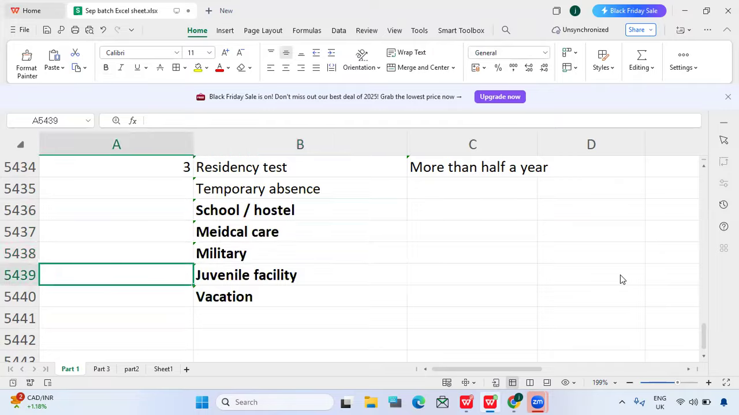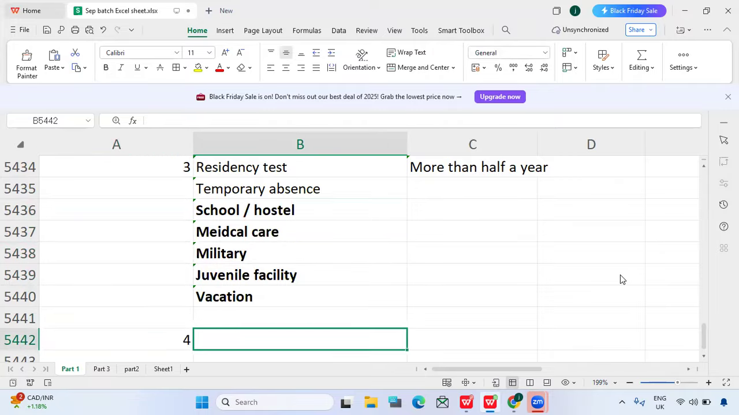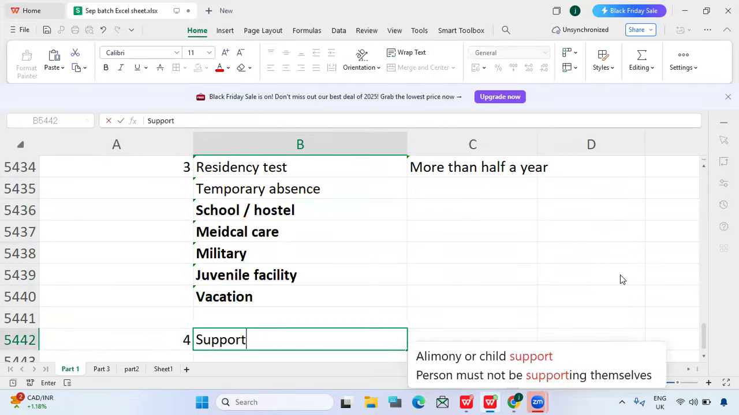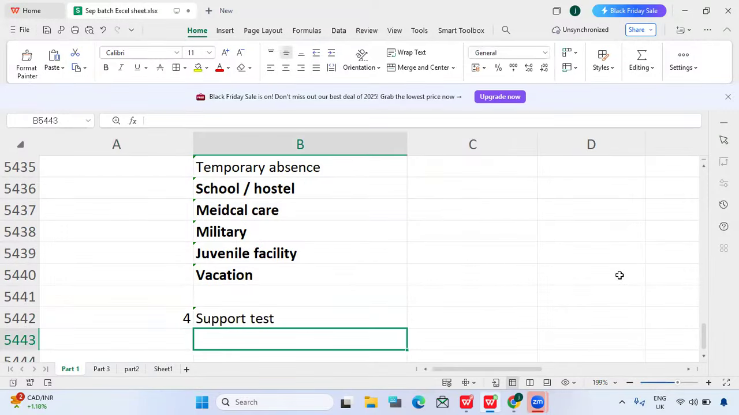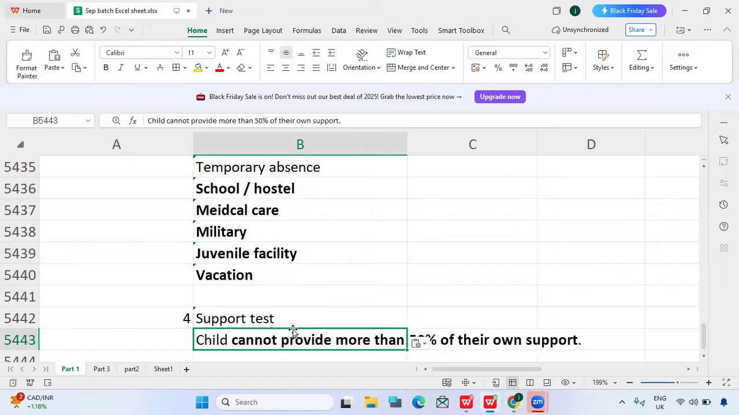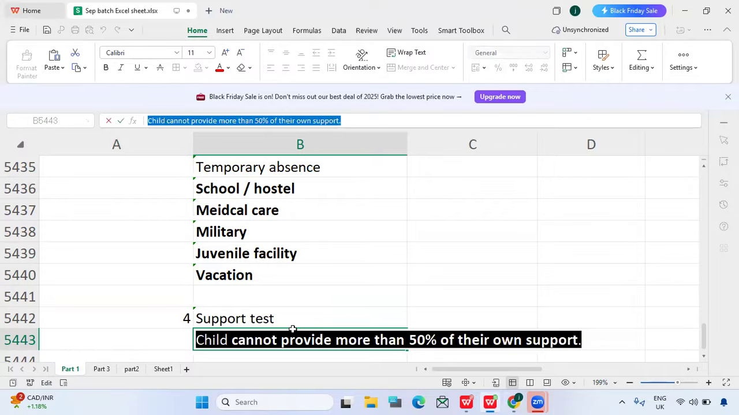This is clear. And the fourth important test is the support test. The child cannot provide more than 50% of his own support. So here is the key: the child cannot provide more than 50% of their own support. That means anyone else can give, but only the child himself should not give more than half.